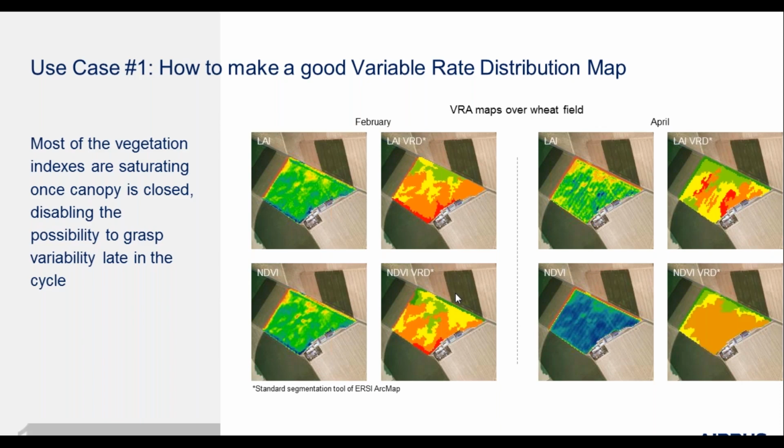In this example over a field of wheat in April, late in the season, you can see that NDVI has reached saturation because the canopy is closed. So using a standard segmentation tool like the one of S3, as you can see, we don't grasp the variability very well with NDVI, whereas with leaf area index, we are still able to capture this variability and to have a more relevant distribution map.